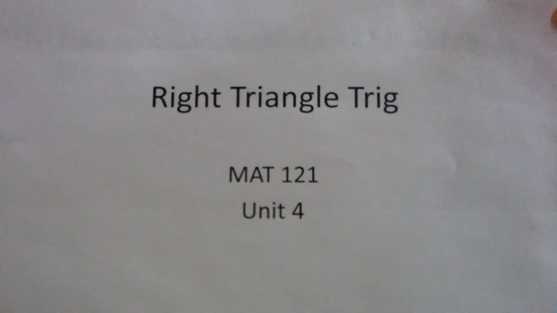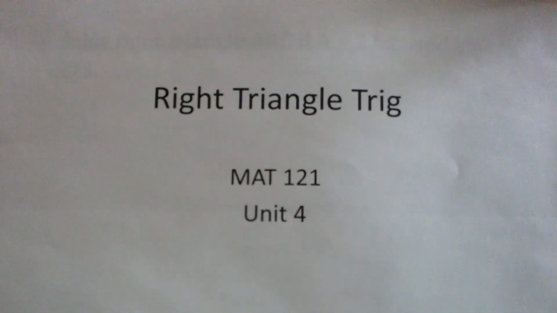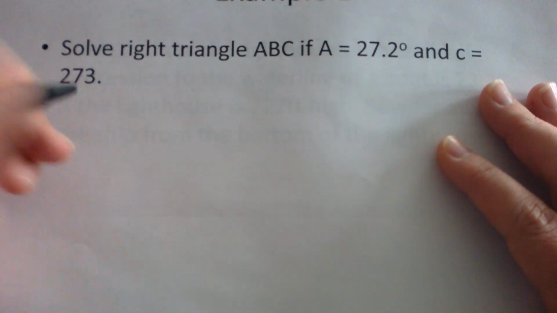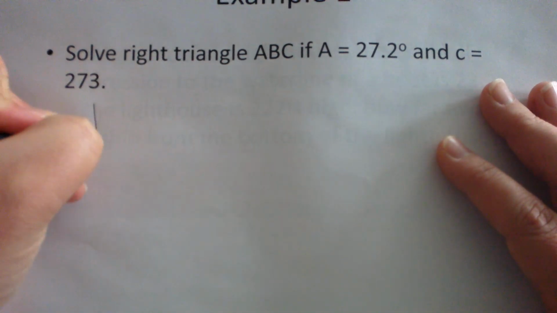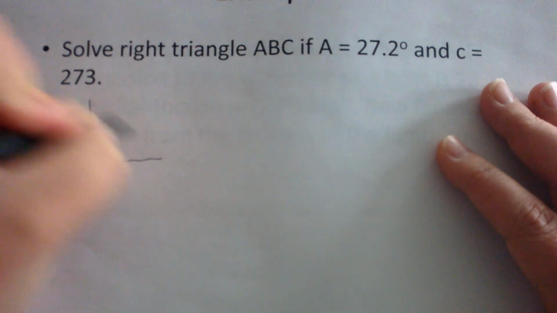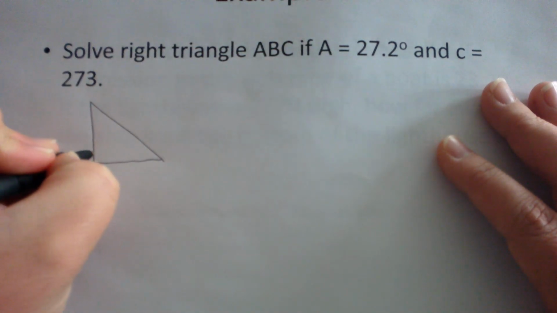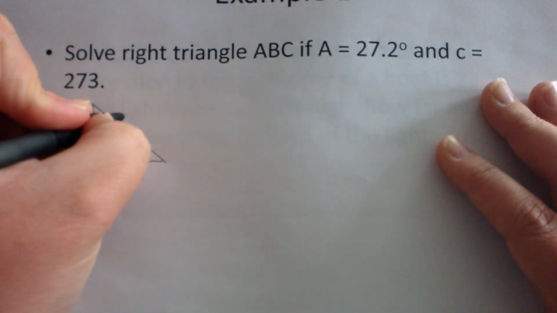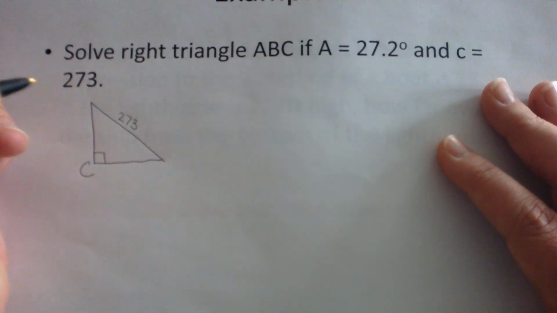This section is going to focus on right triangle trigonometry. Our first example, we are going to solve a triangle. So we're going to draw ourselves a triangle and label the sides. So it's angle C. So then side C is 273.